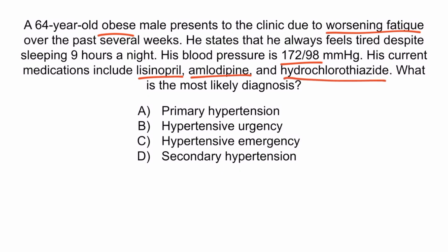Collectively, these clues should make us consider a diagnosis of obstructive sleep apnea. This is classically seen in obese patients and is associated with loud snoring and excessive daytime sleepiness. It is a known cause of secondary hypertension, which appears to be the case here because this patient is on 3 antihypertensive medications, but still has a blood pressure of 172/98. So the correct answer is D, secondary hypertension.